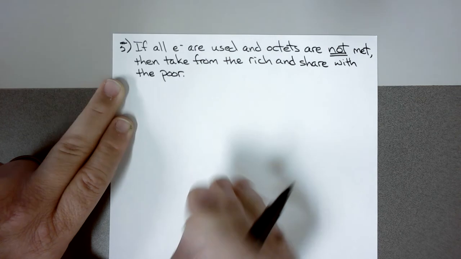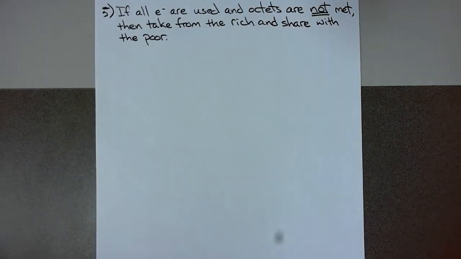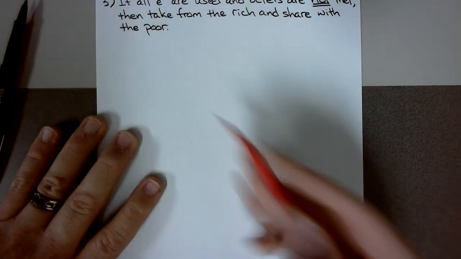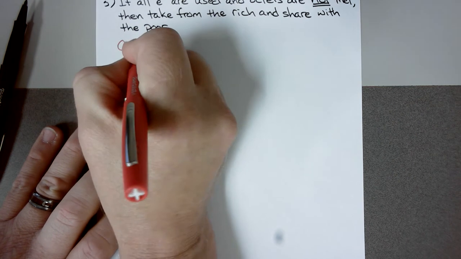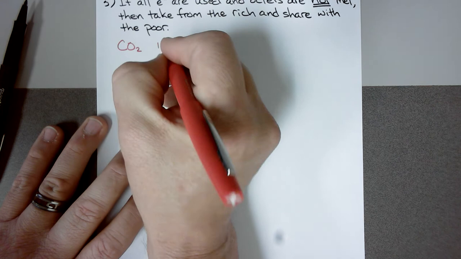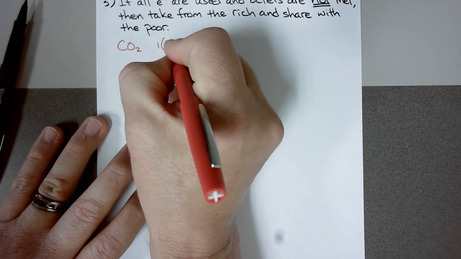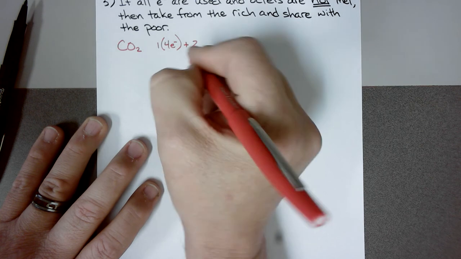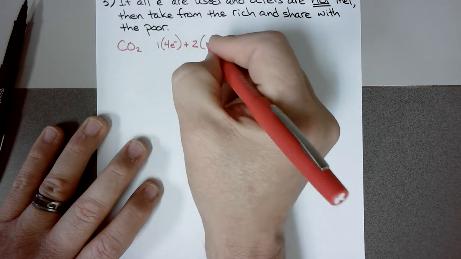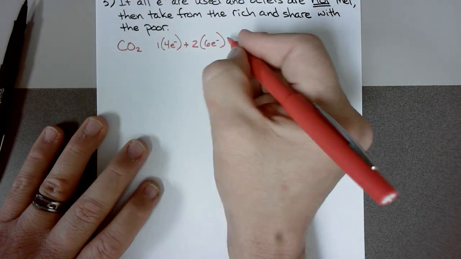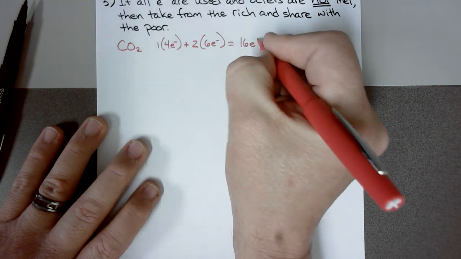So you take from the rich and share with the poor. Now, what is that going to look like? Let's look at carbon dioxide in this instance. First thing, remember, is count the valence electrons. I have 1 carbon, and it has 4 valence electrons. And then I have 2 oxygens, so 2 times oxygen's 6 valence electrons. So that's 12 plus 4. That is 16 electrons that I must use.